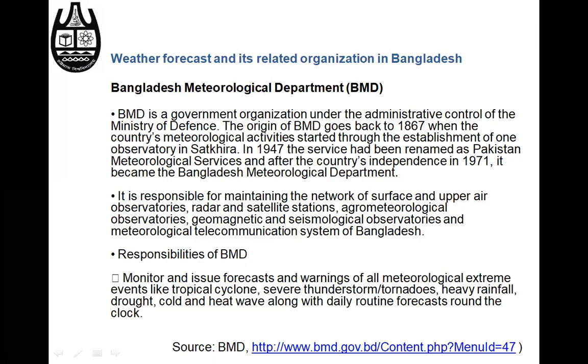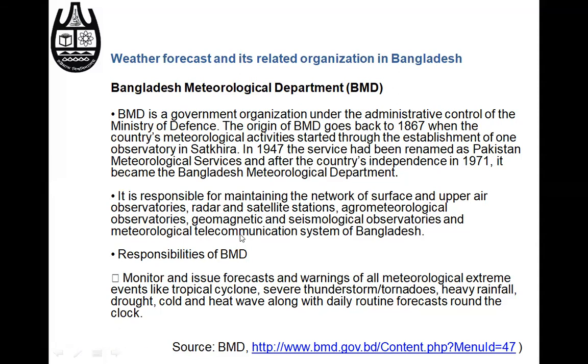Using those data sets, they are the sole responsible organization to forecast the weather. Their first responsibility is to monitor the environment, monitor the weather, and then forecast it. They create warnings and try to give those warnings to different organizations and to the general mass, to reduce the losses. Such important events could be cyclones, thunderstorms, tornadoes, hail, or sometimes heat or cold waves. This is their routine work and routine forecast.